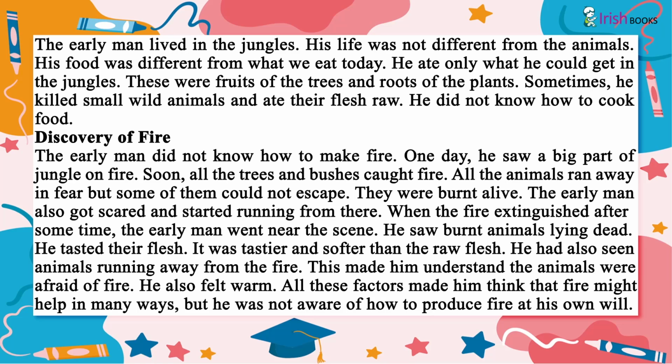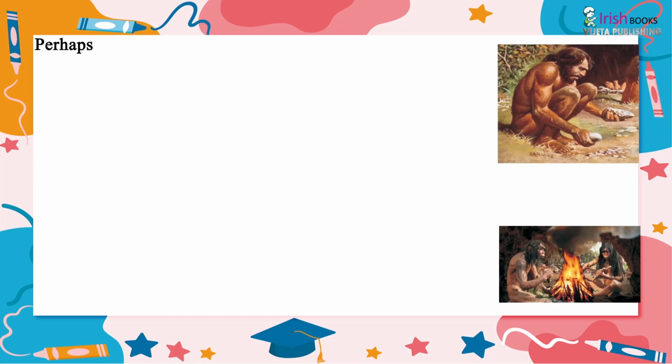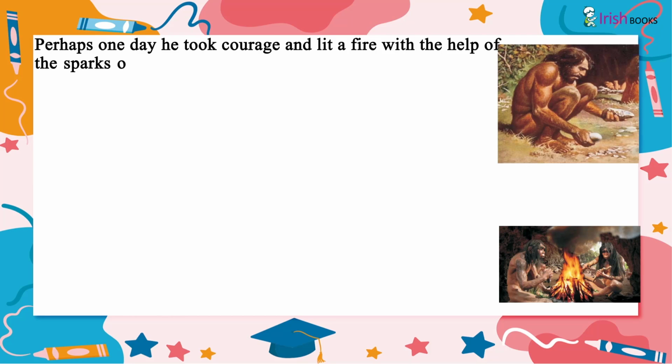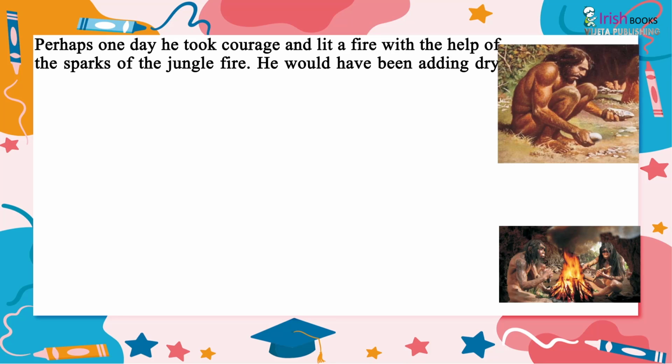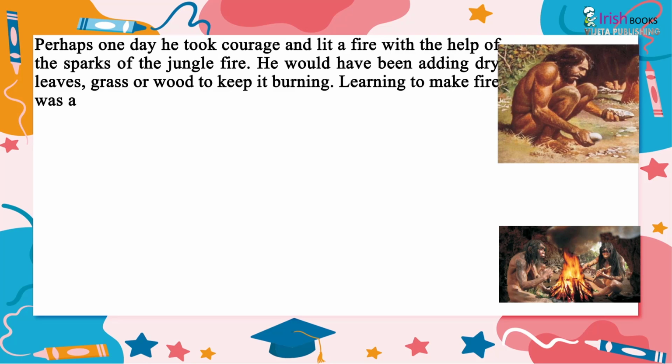It made him think that fire might help in many ways, but he was not aware of how to produce fire at his own will. Perhaps one day he took courage and lit fire with the help of the sparks of the jungle fire. He would have been adding dry leaves, grass, or wood to keep it burning. Learning to make fire was a very big happening in the life of the early man.